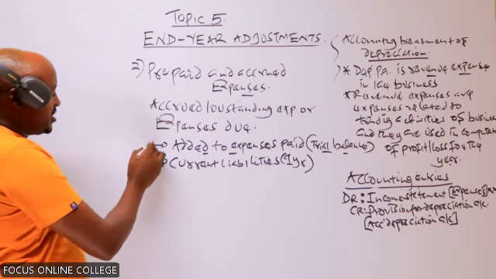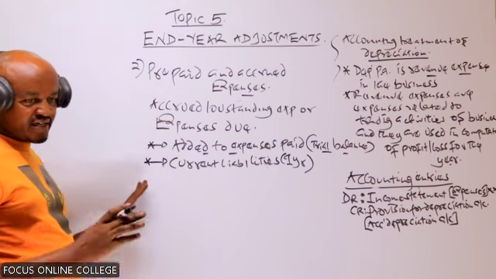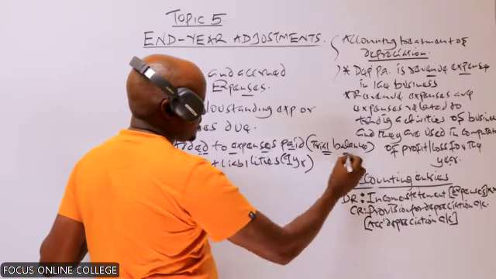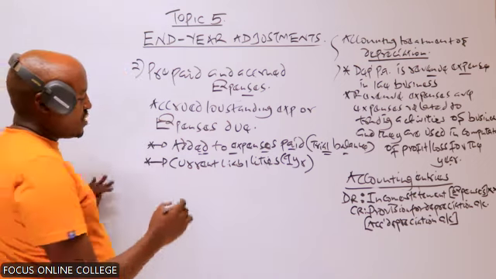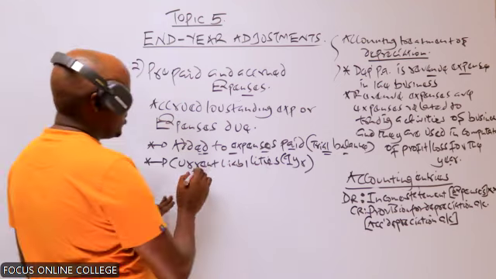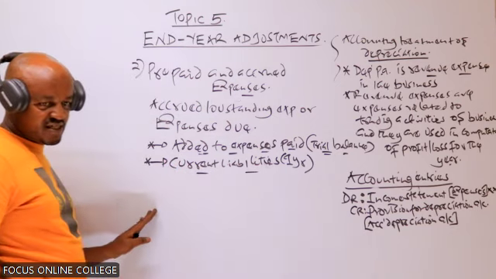So this is how we treat the accrued expenses at the end of the year. You add them to the expenses already paid, which are the expenses in the trial balance. Number two, when preparing the statement of financial position, and we're going to look at how we prepare this, you treat them as current liabilities.